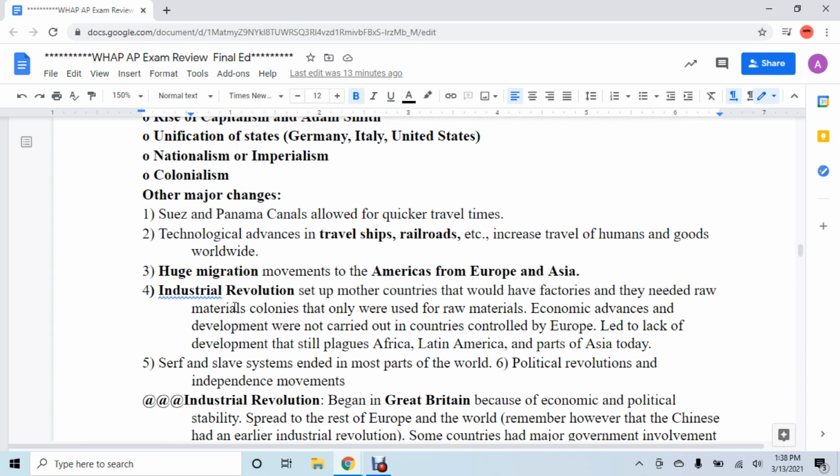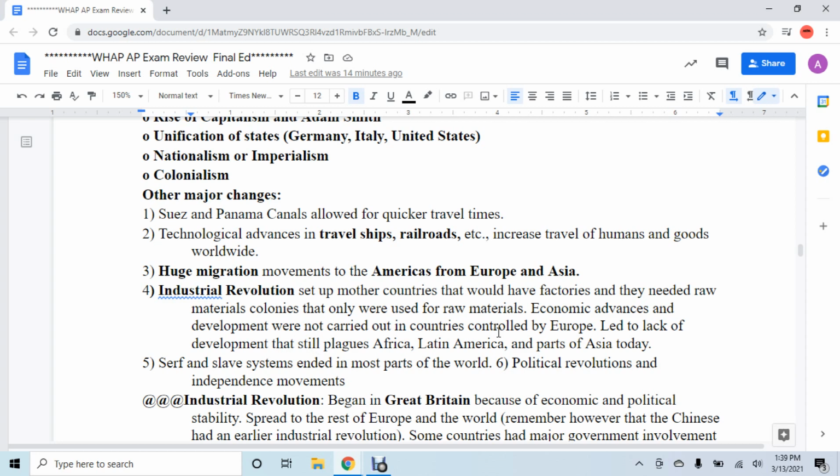Here where we leave off, Industrial Revolution, huge migration movements from the Americas, from Europe and Asia, they start to move. The Industrial Revolution set up countries around the world, factories needed raw materials, so this basically spurs on the triangular trade system, the need for raw materials in the mid-1700s and later on, so they get it from the New World, and then that's also when you start seeing slavery exponentially grow in the New World.